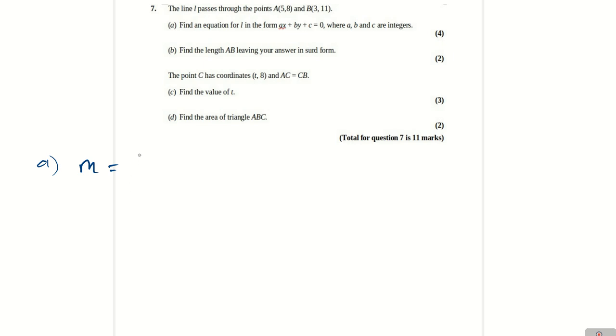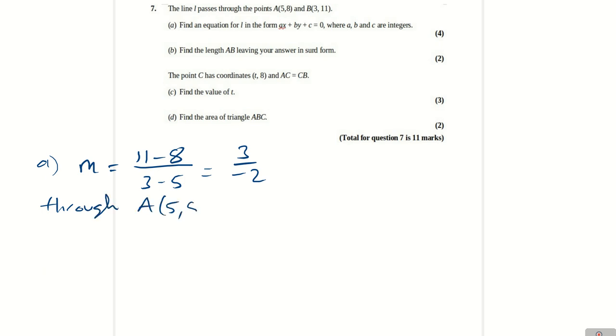So change in y is going to be 11 minus 8, change in x is going to be 3 minus 5, and that comes to 3 over minus 2. Now, however, we know that it goes through 2 points, and we can use either of these 2 points. I'll just use the first one.